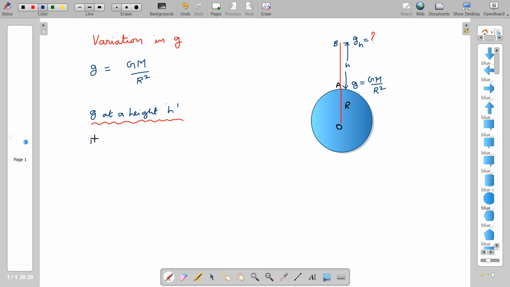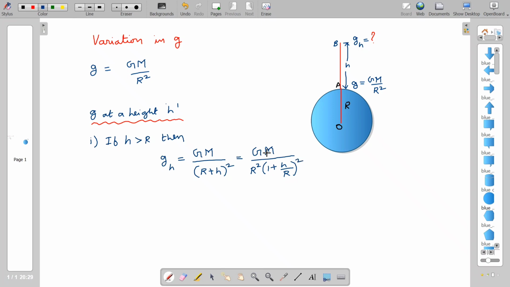Here the first case, if height is greater than radius of the Earth, then g at a height h, g_h is equal to GM by, okay, R is from the center to point B. In the place of R, we have to write the distance of this point B from the center, that is R plus h, R plus h whole square. Then I will write R square outside, then I will get GM by R square, and if I write outside, then I will get 1 plus h by R whole square.